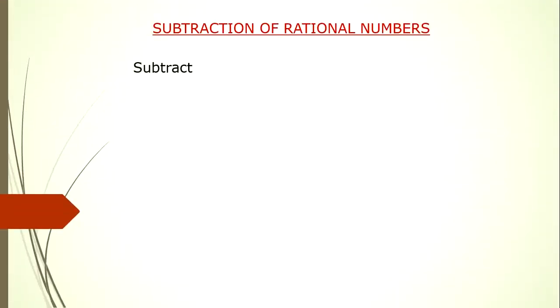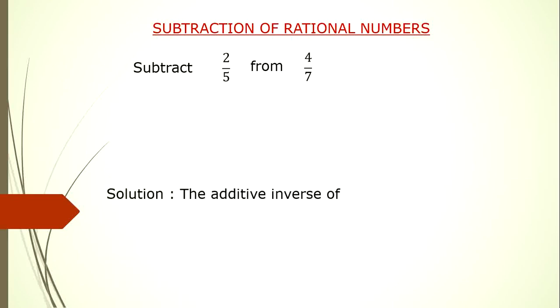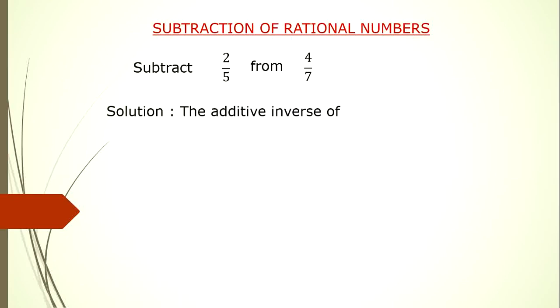Let us go for an example. Subtract 2 by 5 from 4 by 7. Whenever we say subtract a number from another number, we need to write 4 by 7 first and then 2 by 5. So before going to that, let us take the additive inverse of 2 by 5, which is nothing but minus 2 by 5.